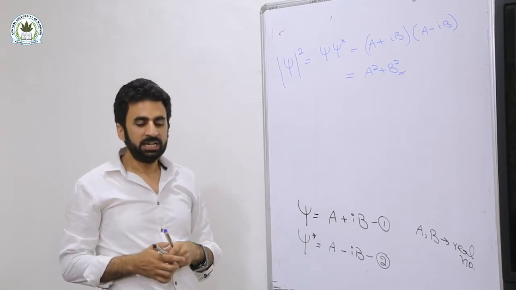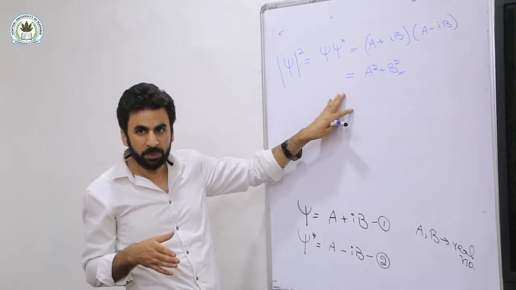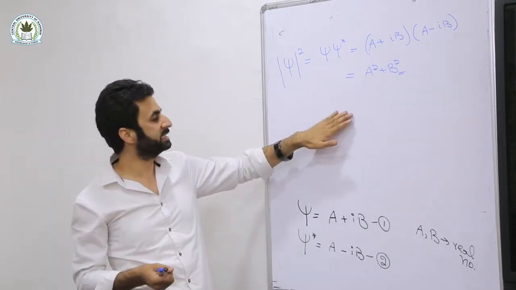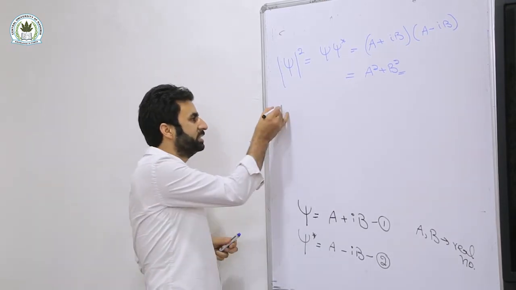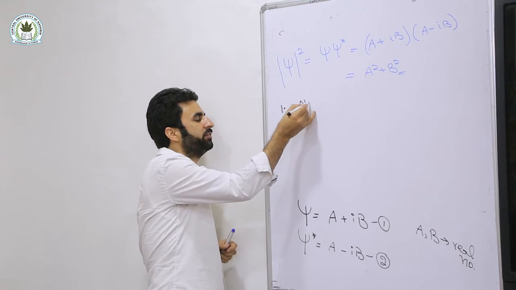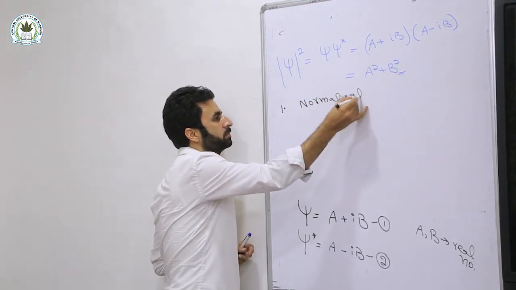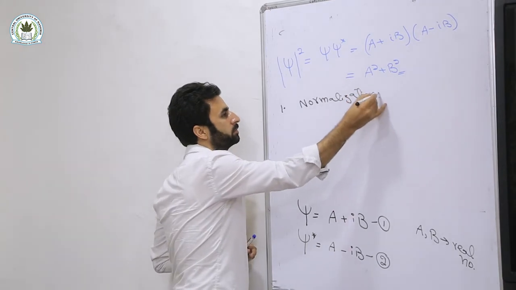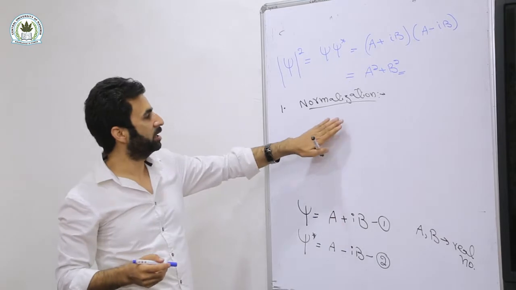Now, there are certain conditions which this wave function psi must obey. One of the interesting conditions, the first one, is what we call normalization. What do we mean by normalization? Let's take it by an example.